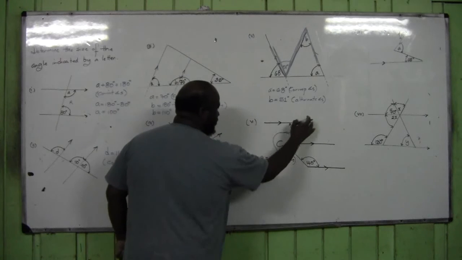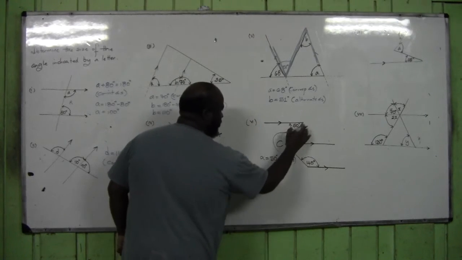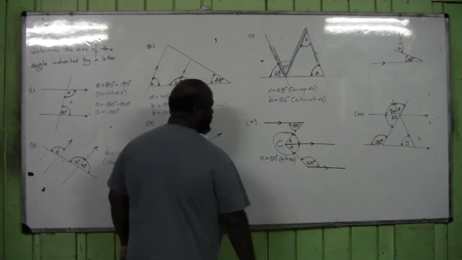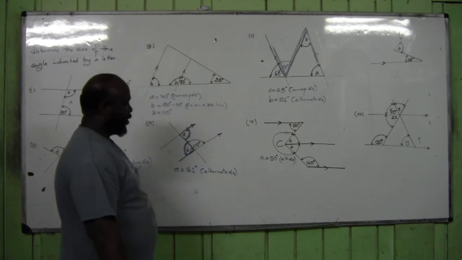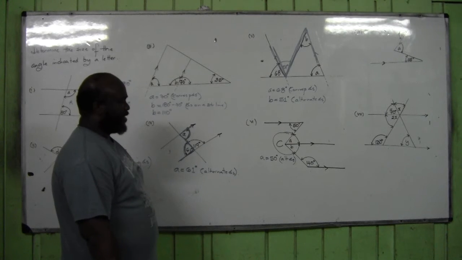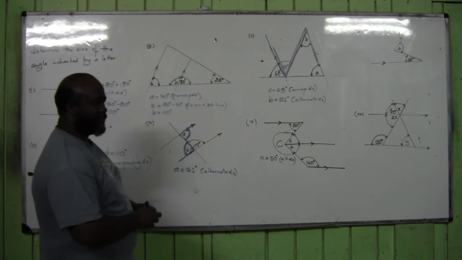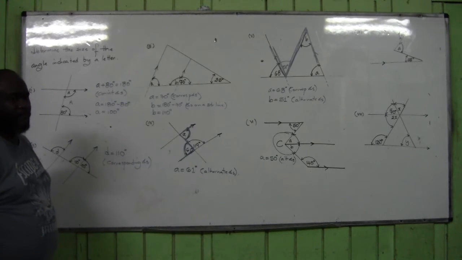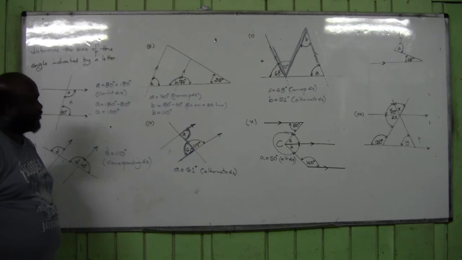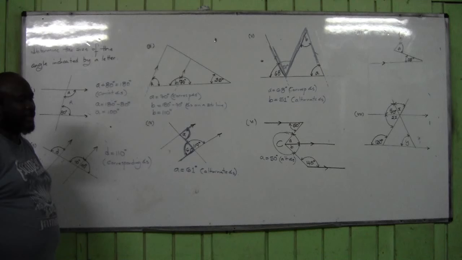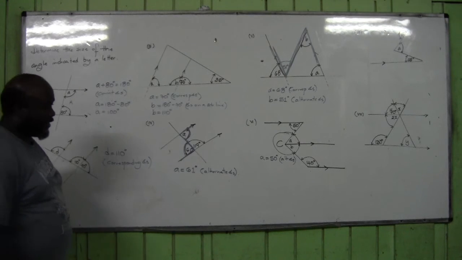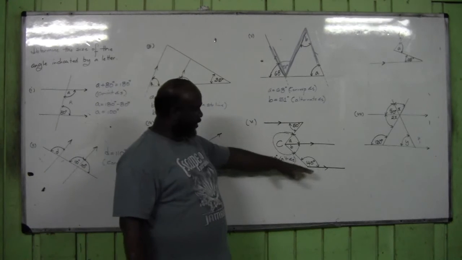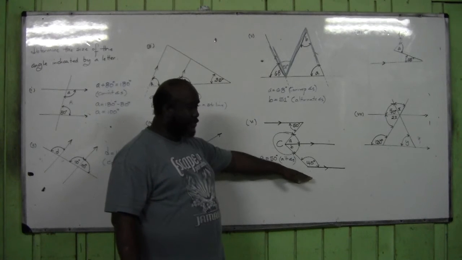Yes, sir. Do you see it? What can you tell me about B and the 145 degrees? 180. They are co-interior angles. Very good. And the two of them add up to what? 180. Can you see that these are between the parallel lines? Yes, sir.